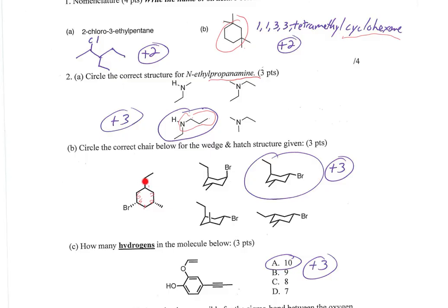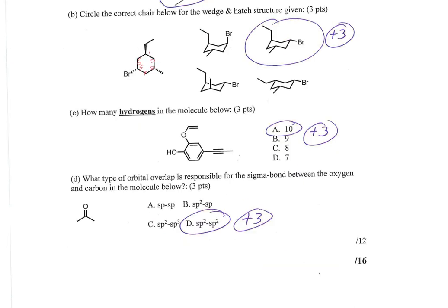So for this one, I need the ethyl up. Bromine's up here, no. Ethyl's up, methyl's up, no. This one has them all down. And so this one has the ethyl up, bromine down, and the methyl down. So equatorial down, axial up. That's the one that matches.